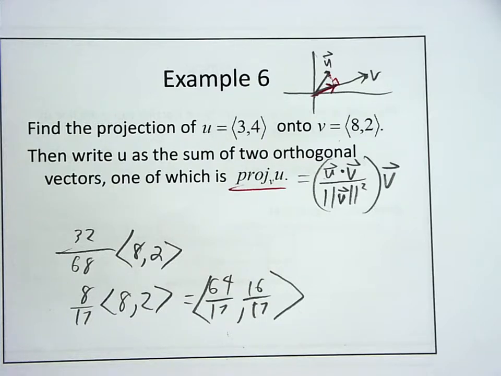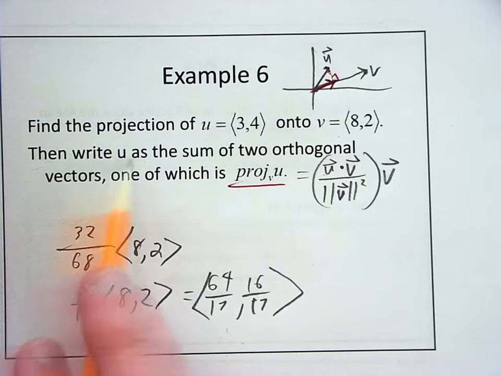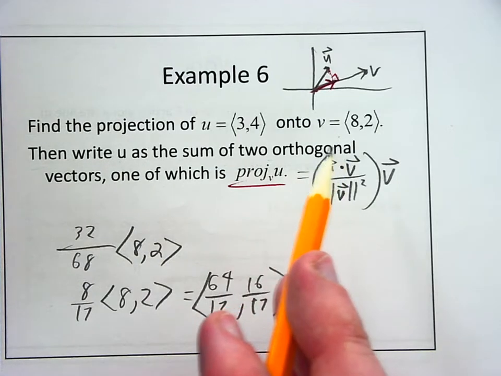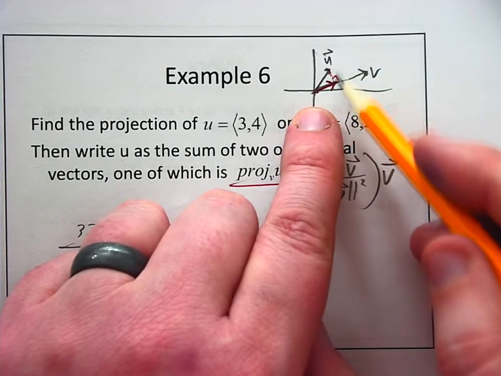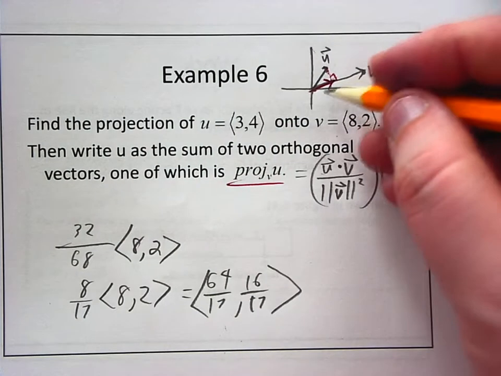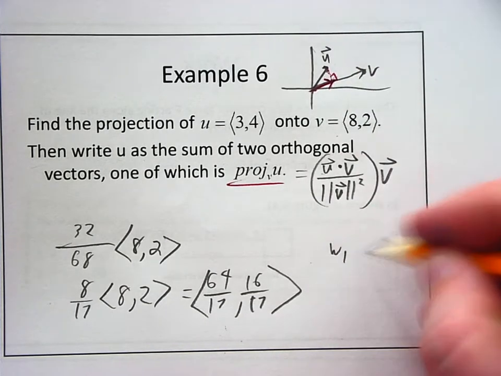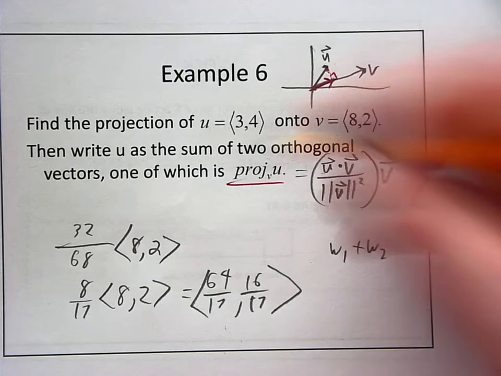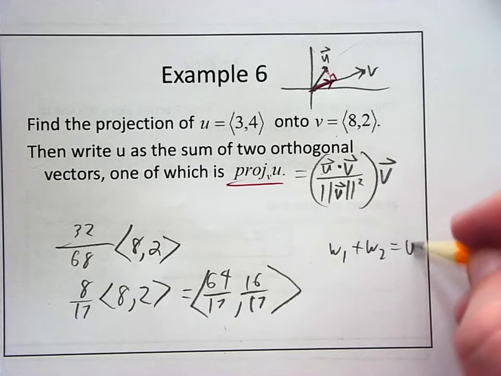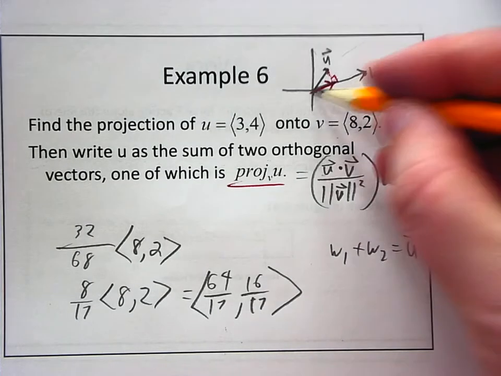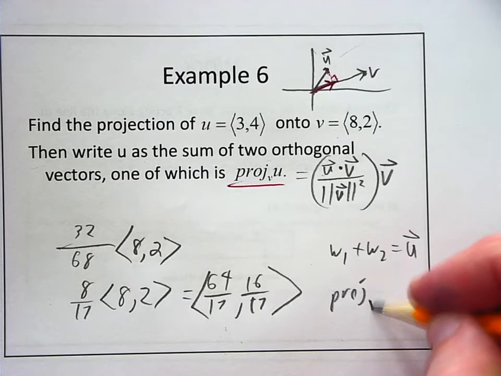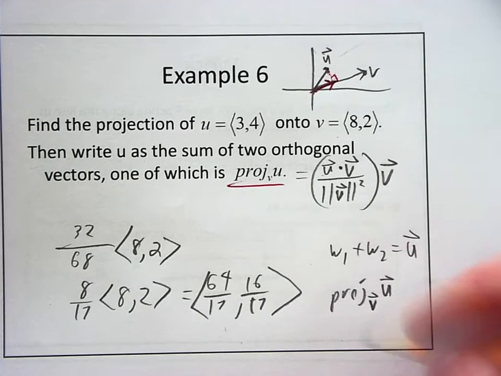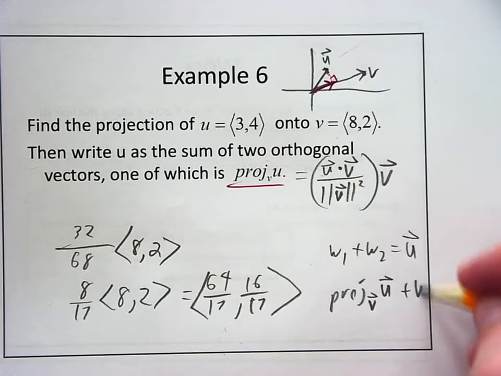All right. Now, what this next part's saying, write u as the sum of two orthogonal vectors. Well, the two orthogonal vectors, in other words, two vectors that are perpendicular to each other, are these small ones here. On that previous page, they listed those as W1 and W2. If I add those two together, that gives you U. Well, this W1, that is your projection. So you can write that as projection of vector U onto vector V, plus W2.